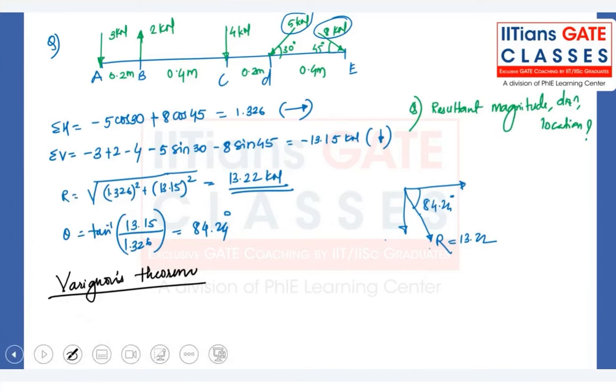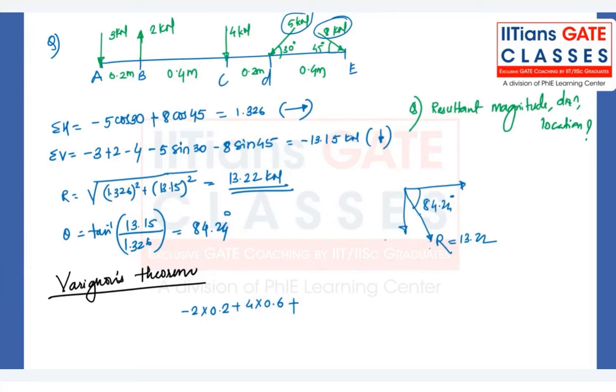So what are the moments generated about A? Can anyone tell me? Minus 2 into 0.2 plus 4 into 0.6. Then the horizontal components of 5 kilonewton and 8 kilonewton will not create any moment, so only the vertical components will create. So 5 kilonewton will create a positive moment, 8 kilonewton will also create a positive moment.